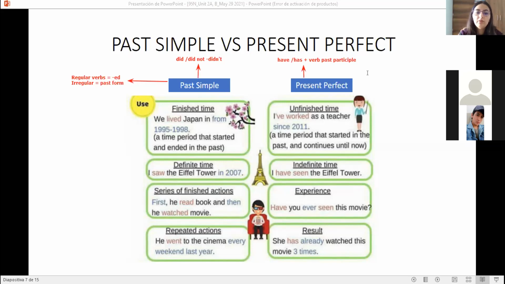So we're referring to a finished time. What happens with the present perfect?